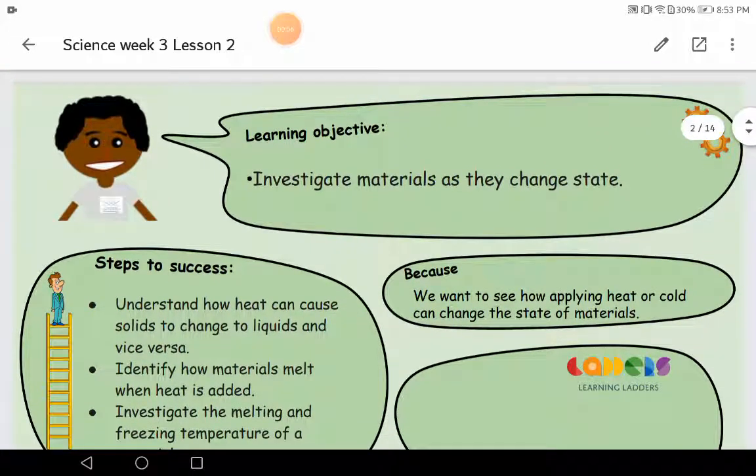Today, the learning objective: investigate materials as they change state, because we want to see how applying heat or cold can change the state of materials.